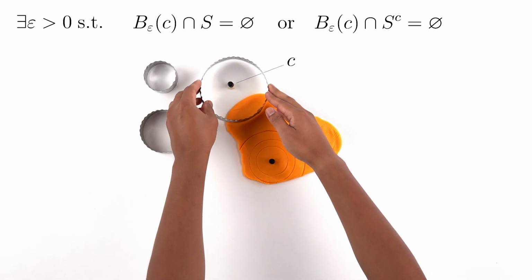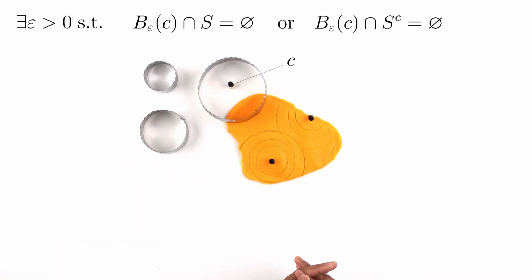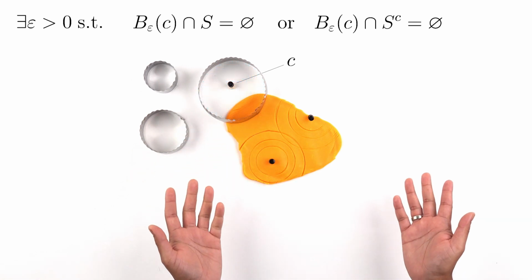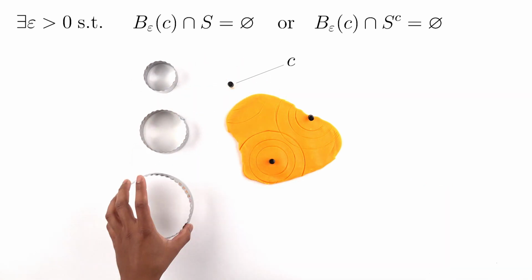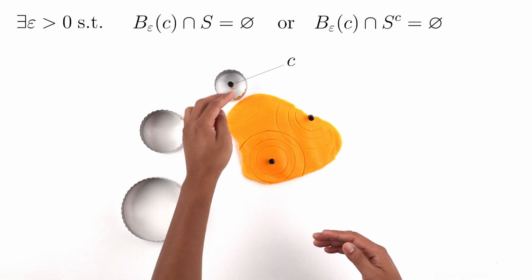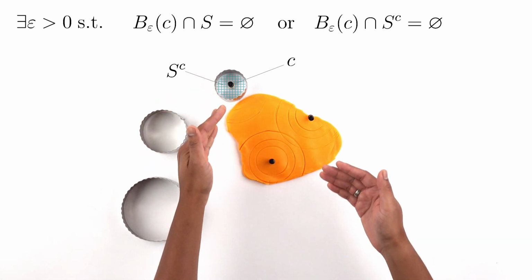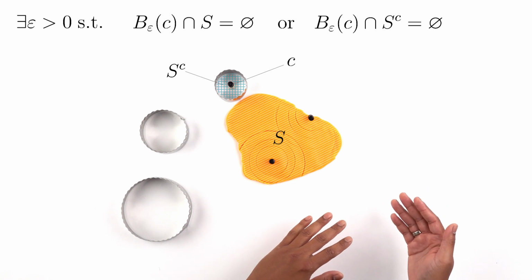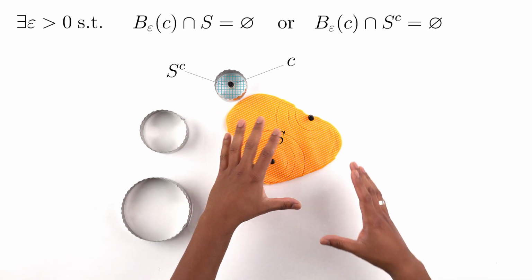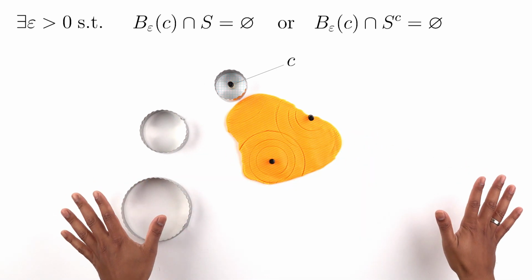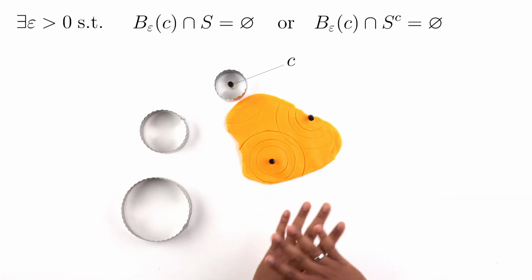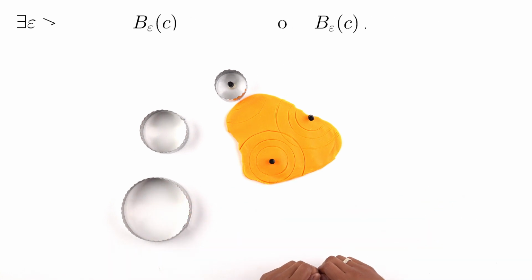This open ball has points outside the mango and inside the mango. So again, it proves nothing. This open ball at C has points outside the mango, but no points inside the mango. So the open ball centered at C, intersected with S itself, is empty. We have therefore zoomed in enough to prove that C is not a boundary point of S.